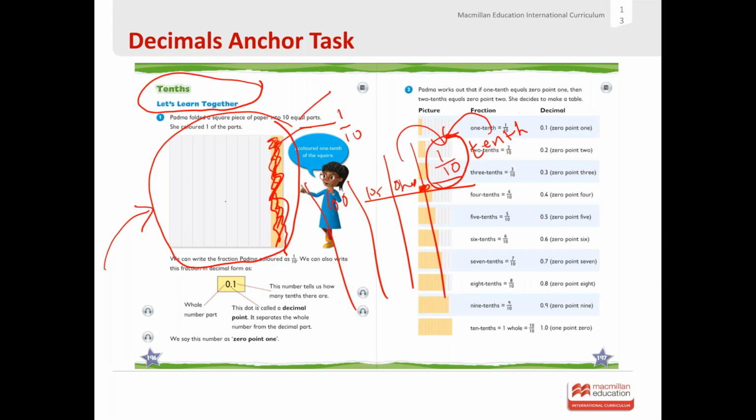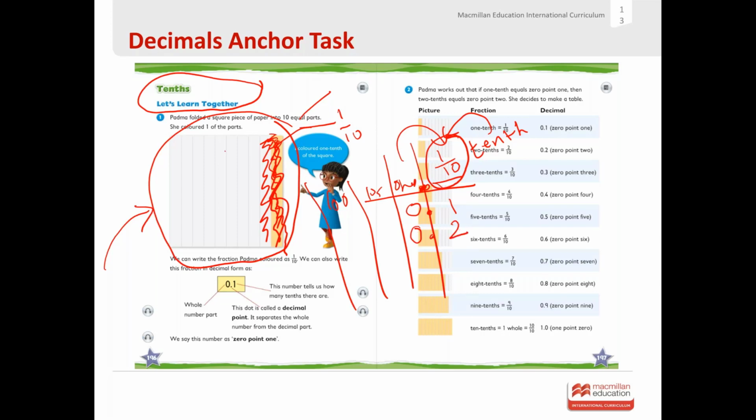Can you see that there's only 1/10 there? So what we can say is there are 0 ones, this is not a whole, but there is 1/10. So we say it's 0.1. If I shade in another tenth, how many tenths do you see there? Is this still a whole? Oh, there are 0 wholes, but I can see 2 tenths here.